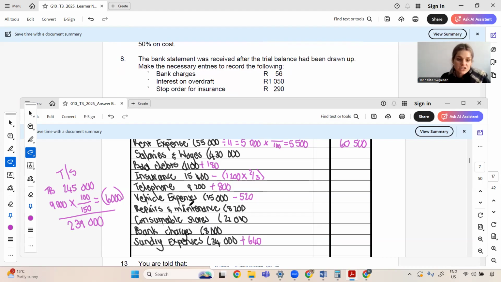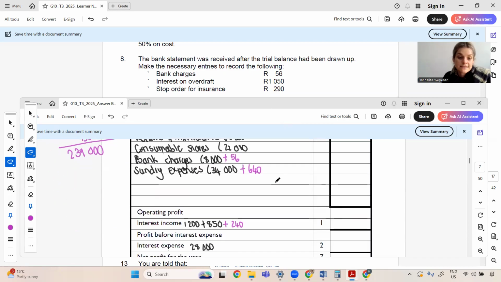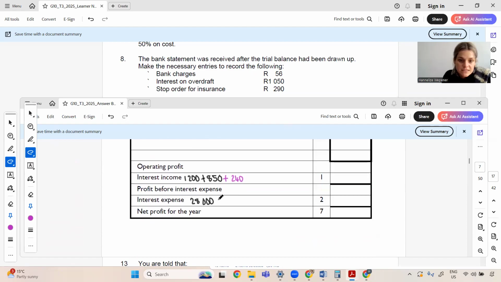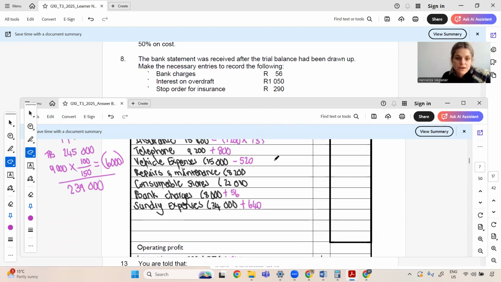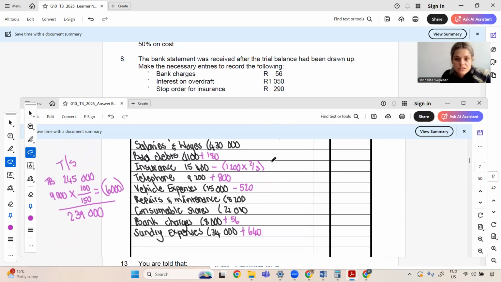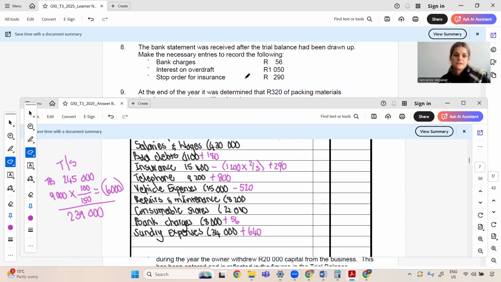So you had additional bank charges. So bank charges is down here. So you didn't only have 8,000, you had that plus 56,000. Okay. Interest on overdraft, meaning that you owe the bank some money. So you are being penalized for that. So add onto my interest expense. And then a stop order for your insurance. In other words, you had additional insurance of 290 Rand. So add that as well.